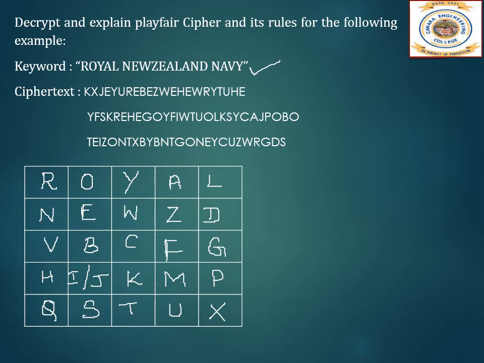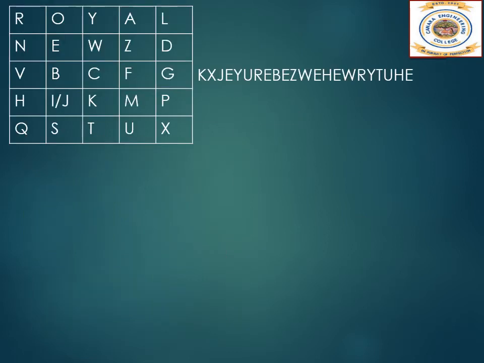So this is our 5 cross 5 matrix for the decryption process of the Playfair cipher. Now let us see how to start with the decryption process. We have written the Playfair matrix. So from this Playfair matrix we have to start with the decryption process. We have already seen how to write the Playfair matrix. What are the rules we are supposed to follow? So now a cipher text is given over here. Now we will see how to decrypt it.